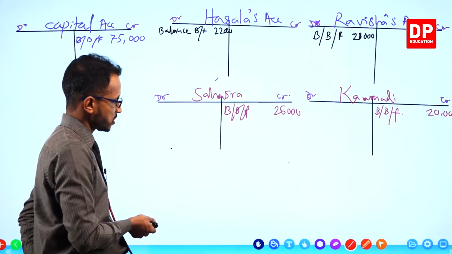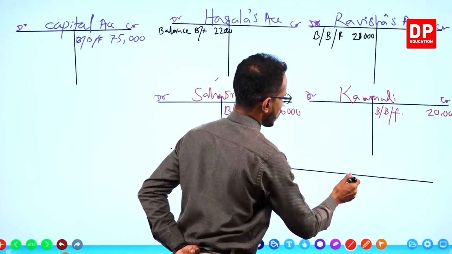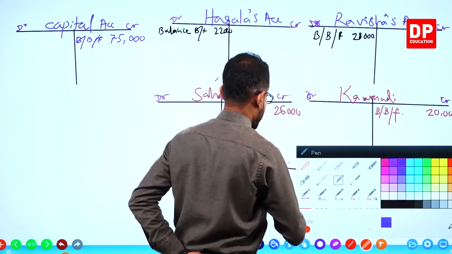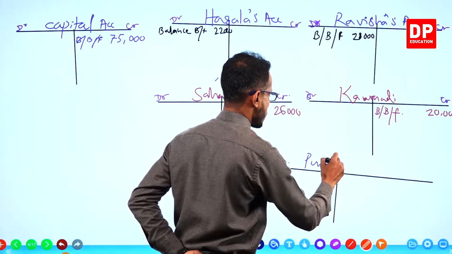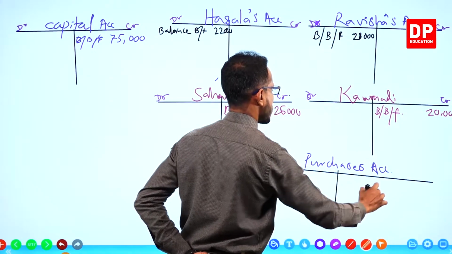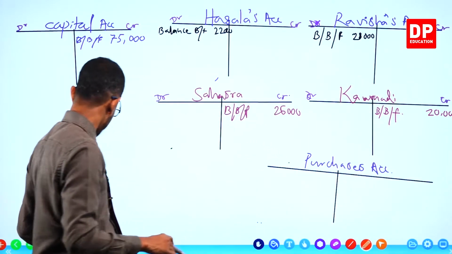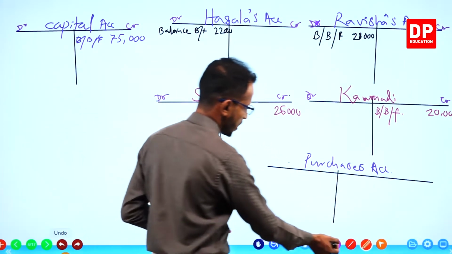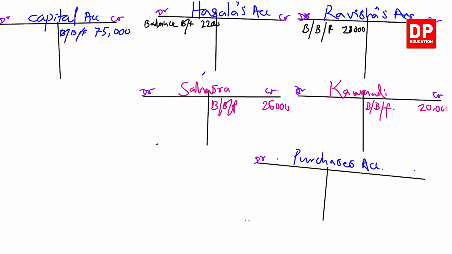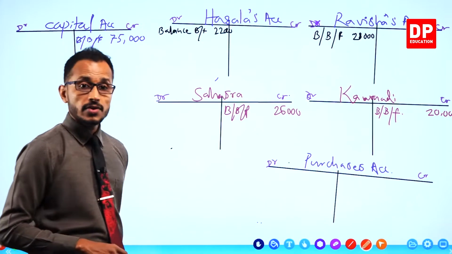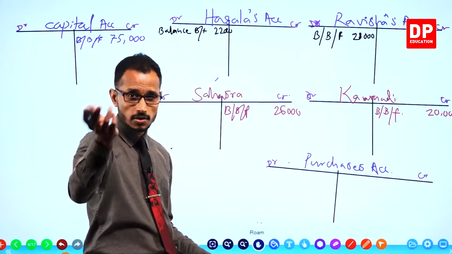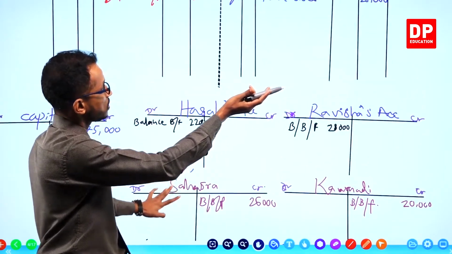Where are we going to draw the purchases account? Let's draw it here. Purchases account. Okay, right. Mark the debit and credit sides and record the entry which went to the credit side of the cash book. Where was it? It was here.